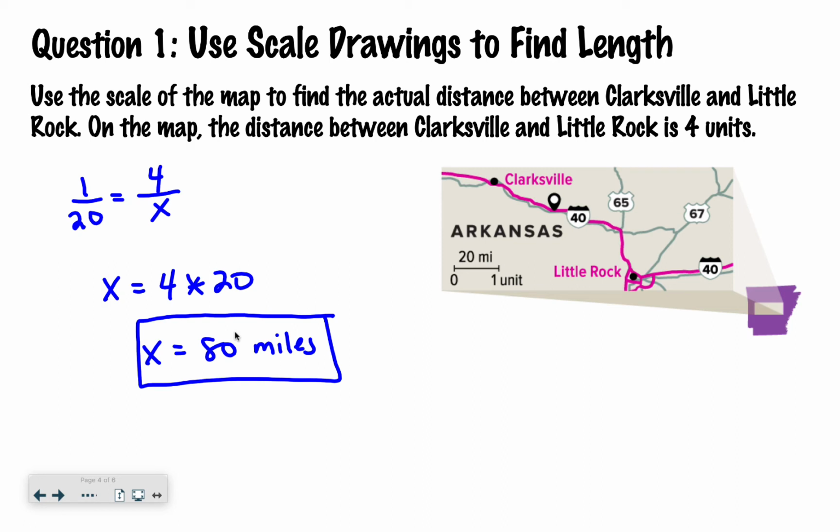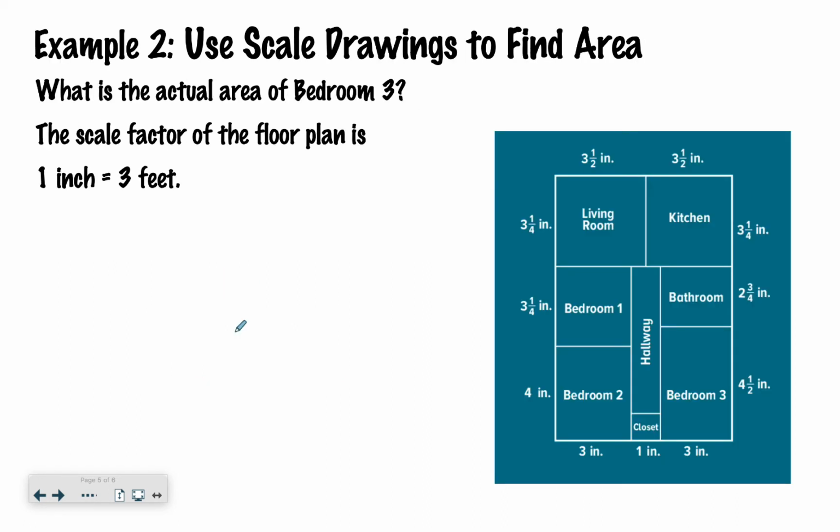That's how I arrived at 80 miles. Now we're going to use scale drawings to find area. If we look at this drawing, you can see that we have a lot of rectangles. The way we find the area of a rectangle is length times width. In this case, I'm trying to find the actual area of bedroom 3, which is 3 inches by 4.5 inches, and I want to figure out what that is in feet.